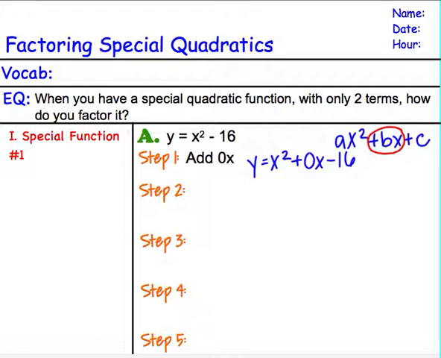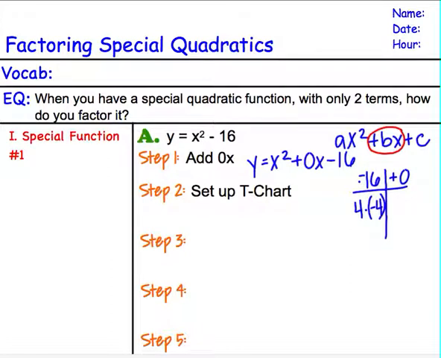Then we can continue like we were yesterday, setting up that t-chart. Our t-chart needs numbers that multiply to negative 16 and add to 0. If it has to add to 0 and multiplies to a negative number, we know that one number has to be positive and one negative. The easy way to get a sum of 0 is to make them the same. So I'm going to go with 4 times negative 4, because I know that's negative 16, and 4 plus negative 4 is 0.